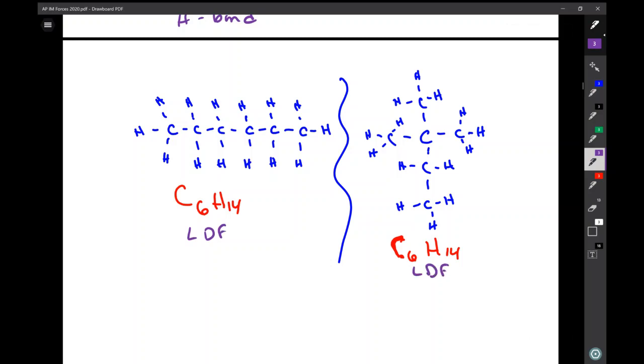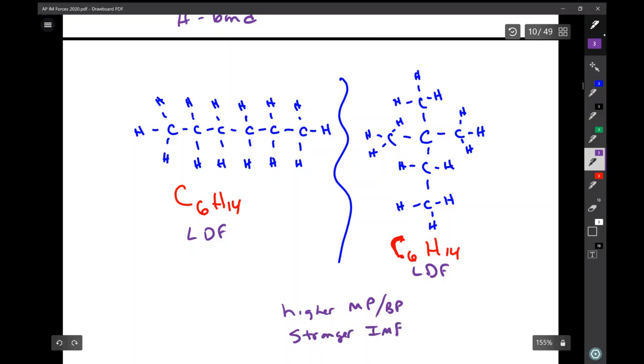So we can't say that electron density wise one is technically more than the other, because it has the same number of hydrogens. The one with the higher melting point or boiling point, which means it has the stronger intermolecular forces, would be this one. And the one on the right will be a little bit lower. So the one on the right will become a gas at a much lower temperature than the one on the left.